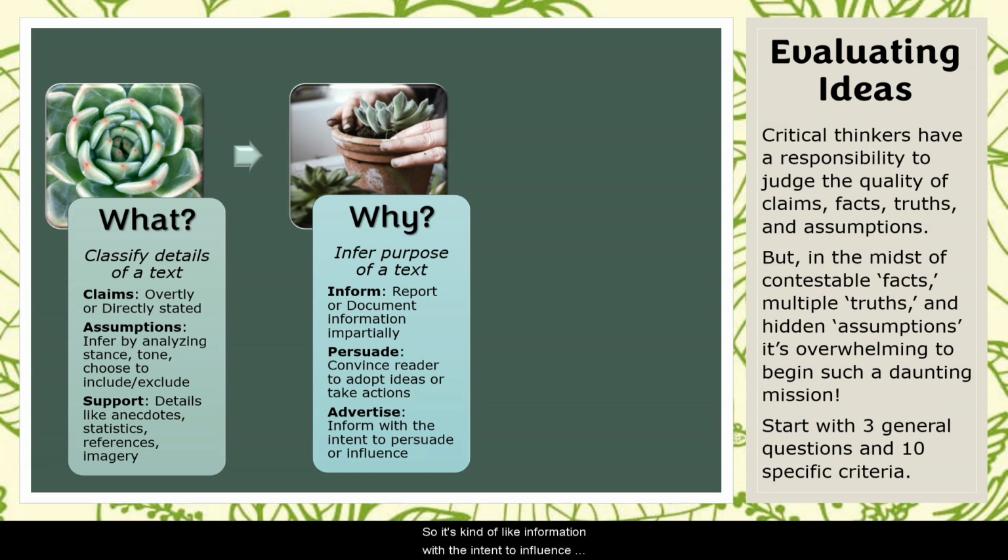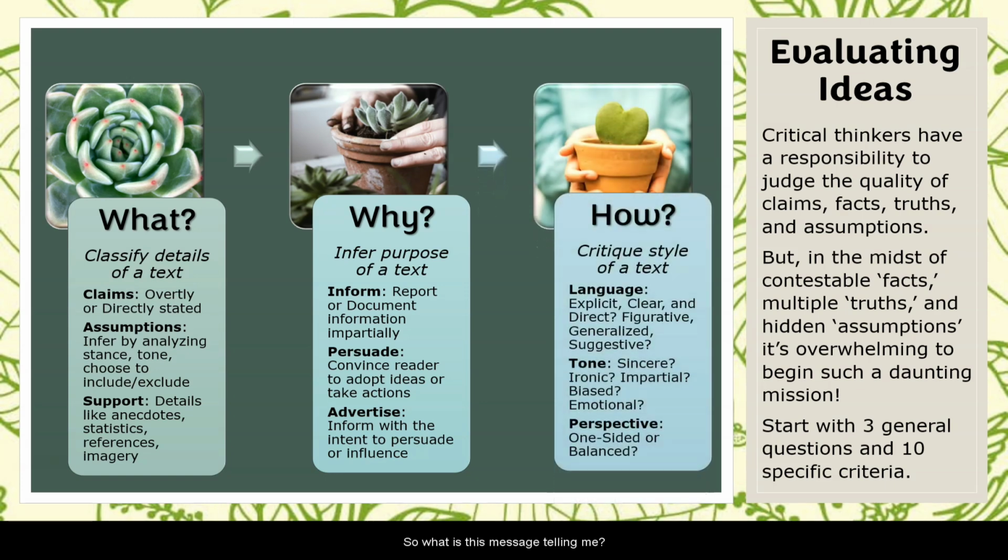So it's kind of like information with the intent to influence your actions, usually to buy something or to buy into something. So I like to add advertised as a third way for why information is presented. And then finally, how. So what is this message telling me, using my deeper thinking to infer the layers? Why are they telling me this? What do they want out of me? And how is it being presented?